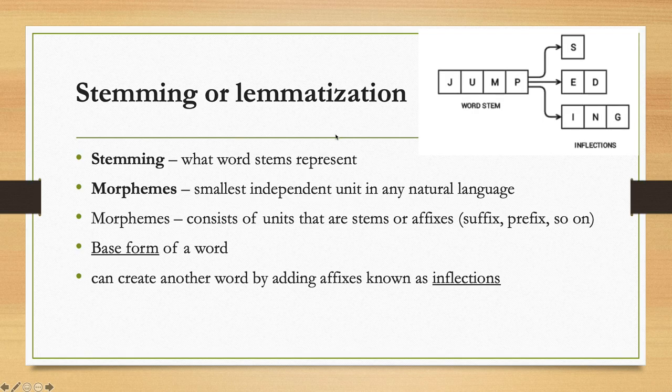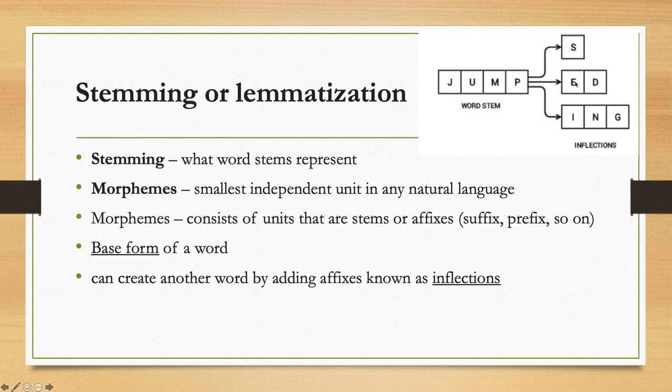Then the last topic is about stemming or lemmatization. When you say stemming, you try to identify the stem of the word. Try to remember that morphemes are the smallest independent unit in any natural language. Morphemes consist of units that are stems or affixes. When you say affixes, you have the suffix, the prefix, and so on. And you try to identify the base of a word. Given the base of the word, you can create another word by adding affixes known as inflections.